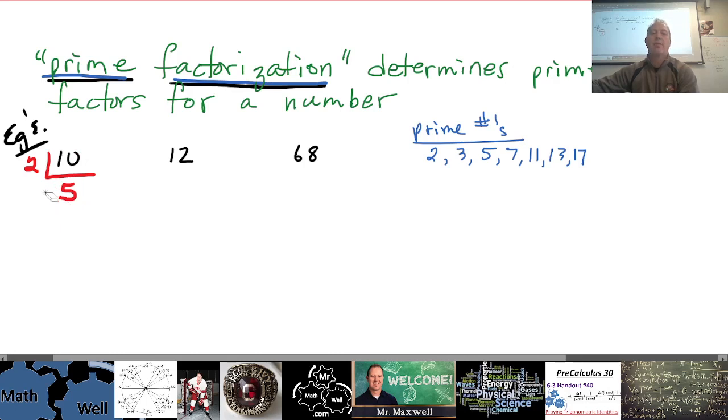So our prime factors are 2 and 5. Pretty easy, right? All right, what about the next one? So 12, can it divide by 2? Yes. So here's where you put the 6. So 12 divided by 2 is 6.